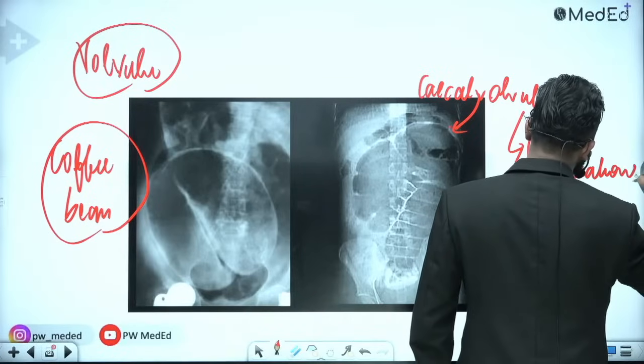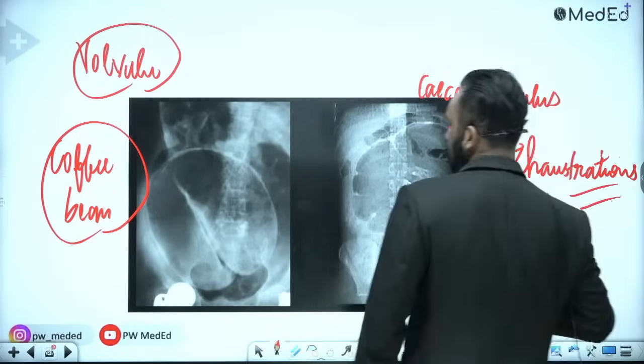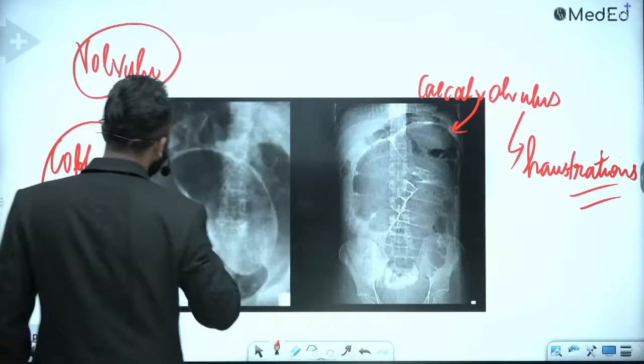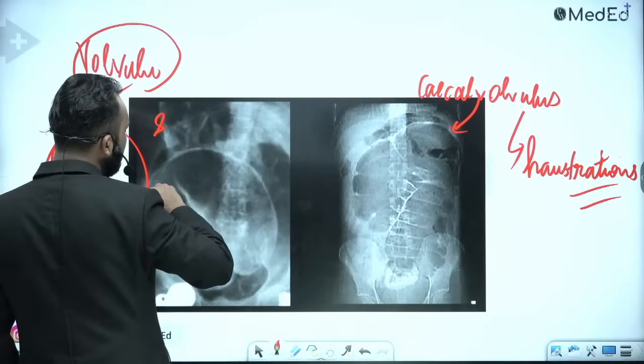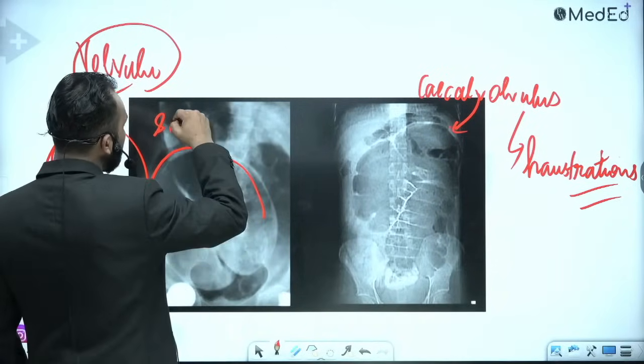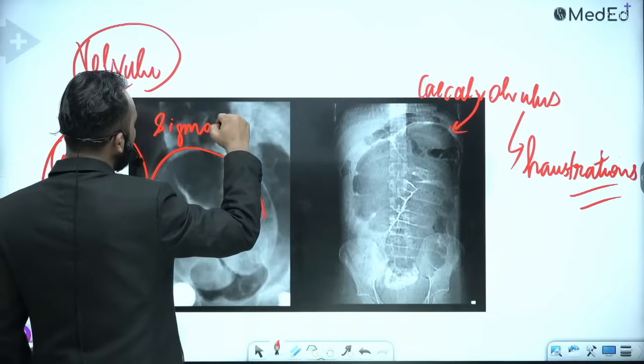Haustrations will be present in cecal volvulus. They will be absent in a patient with sigmoid volvulus, and sigmoid volvulus will reach up to the right upper part of the abdominal cavity.